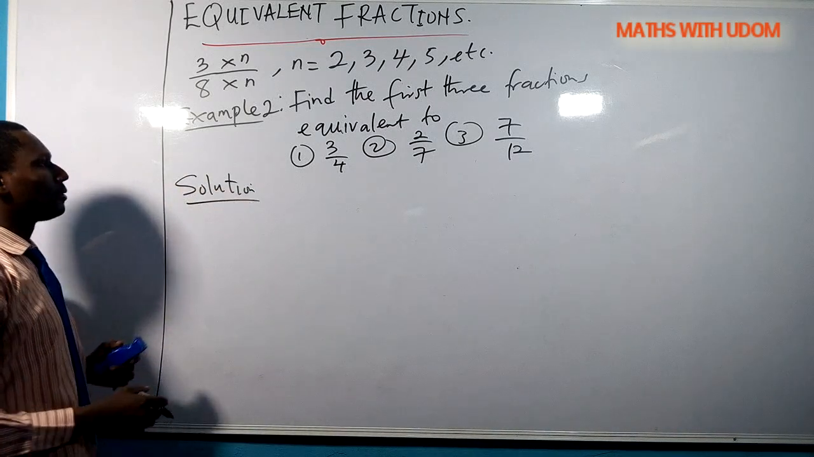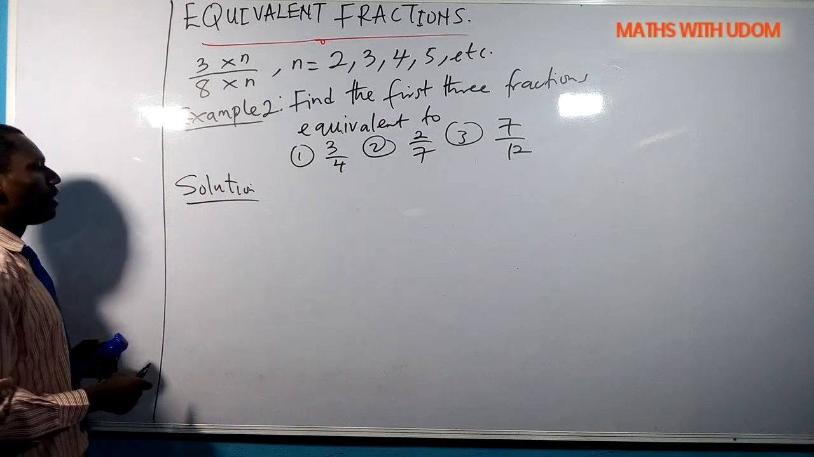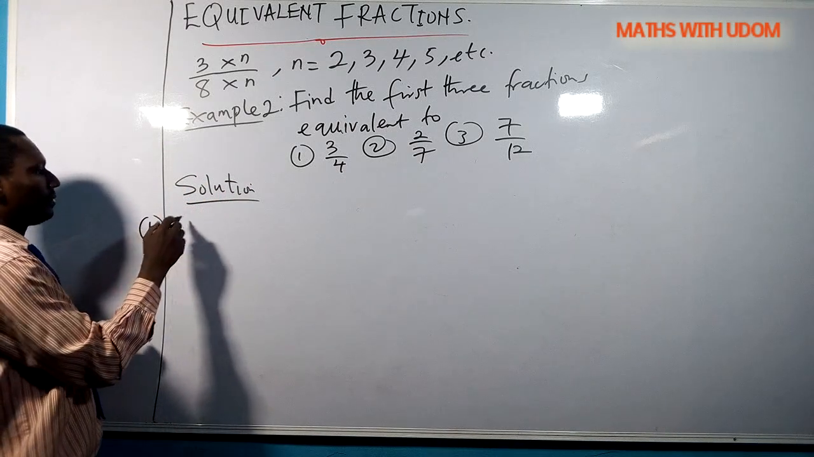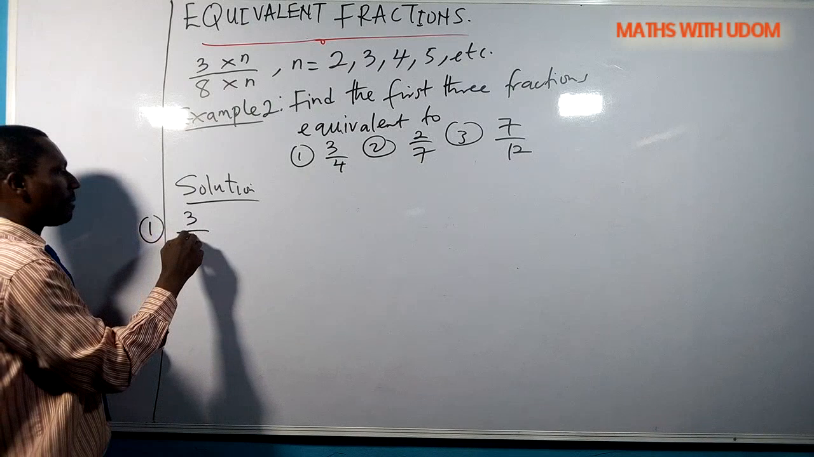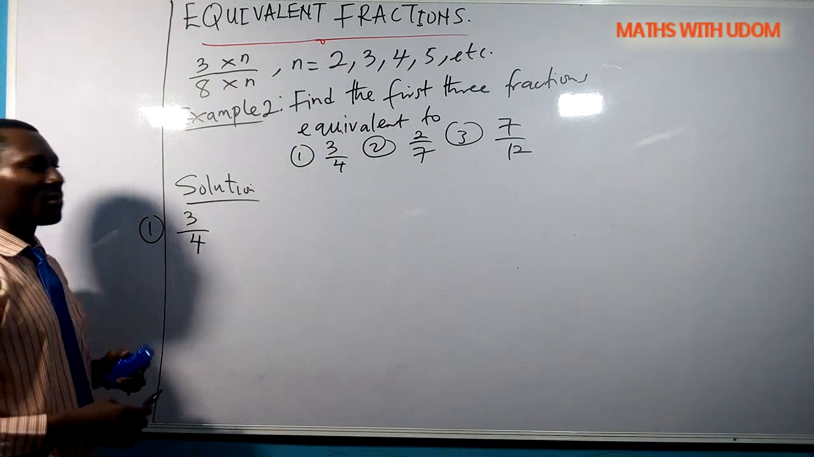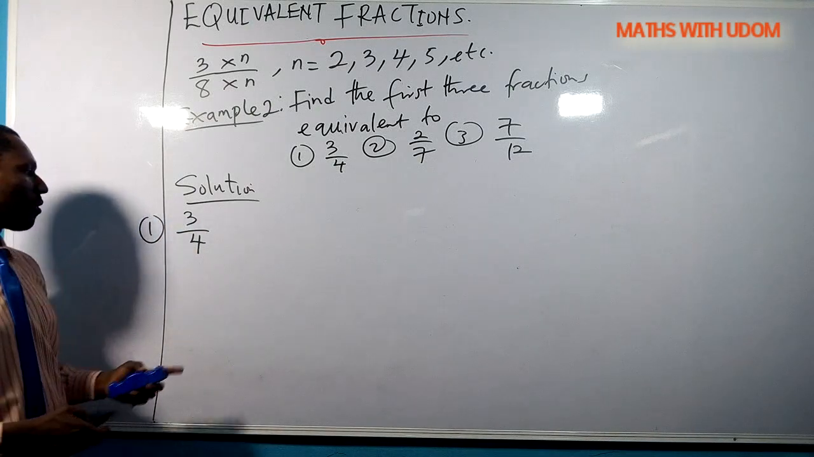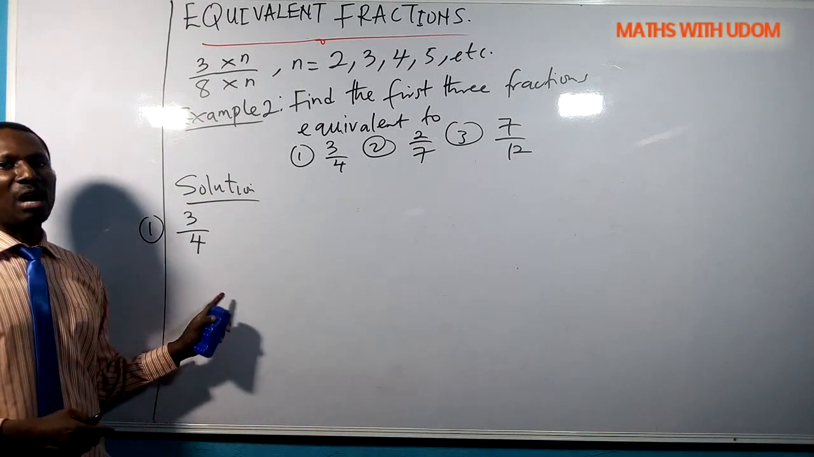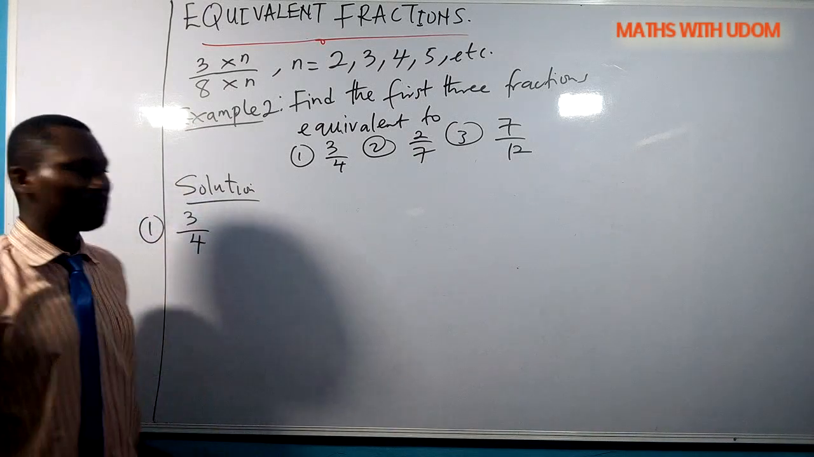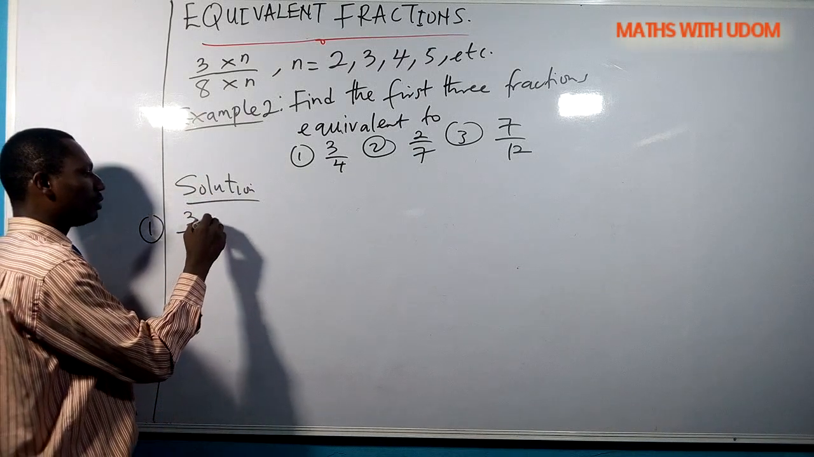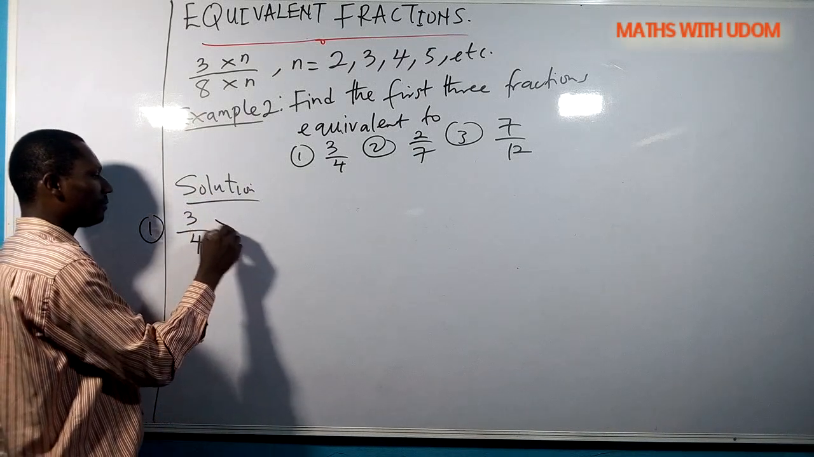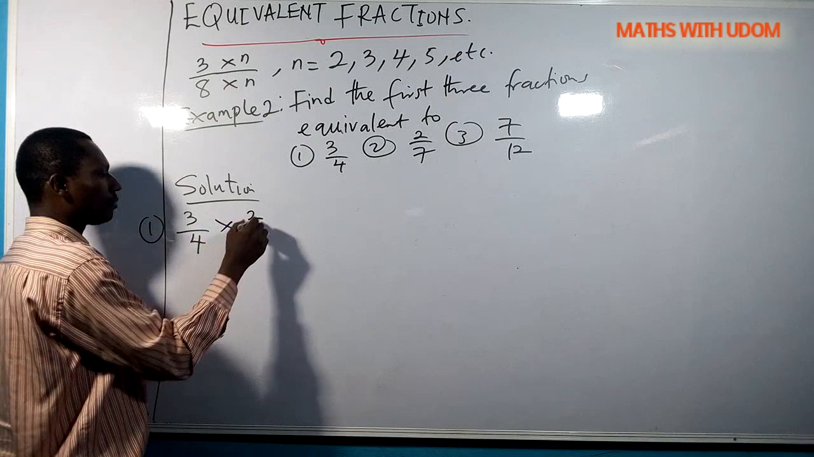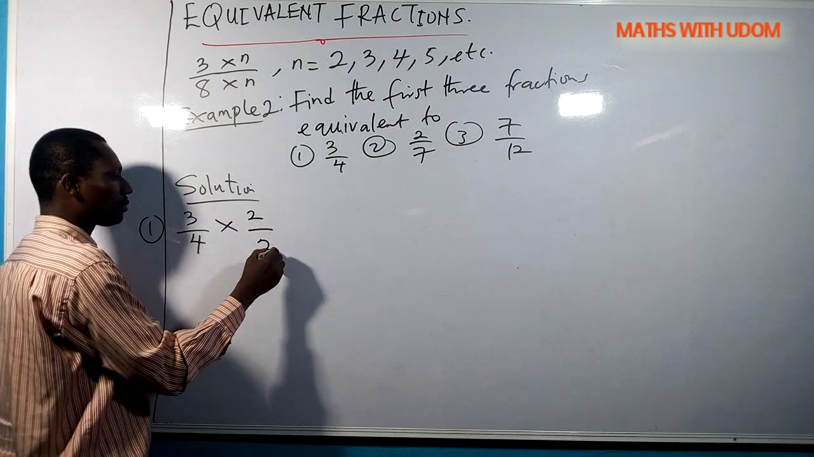Solution. So what do we have? Number 1, 3 divided by 4. The first three fractions. So I'm not going to multiply them by 1. I will start from 2 and above. So I'll multiply the numerator by 2, and the denominator by 2.